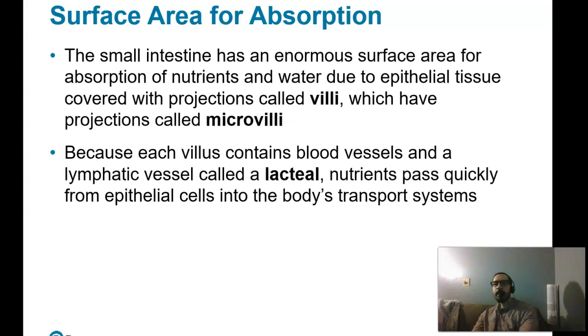The small intestine has a lot of surface area for absorption of the nutrients and water because the epithelial tissue is covered with projections called villi, which have even smaller projections called microvilli. And because each villus contains blood vessels and lymphatic vessels like the lacteal, the nutrients are able to pass quickly from the epithelial cells into the body's transport system.